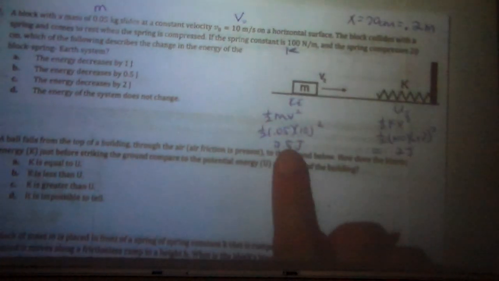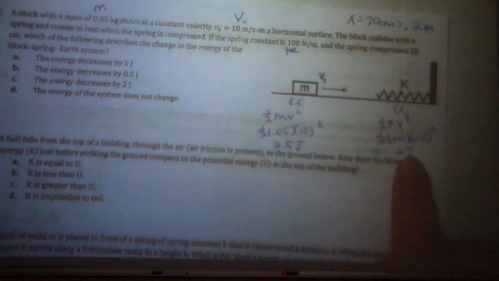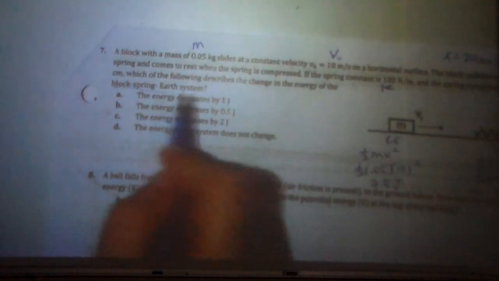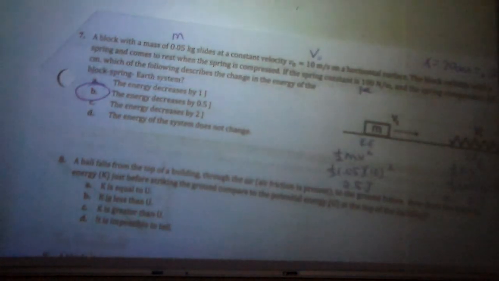So if I had this much kinetic, it should have gone into all potential, but I only have this much potential. That means I must have lost 0.5 joules along the way. Because I'm including the whole system, right? The block and the spring and the earth. So the system decreased by 0.5 joules. So that would be like energy dissipated, whether to friction or something else, I don't know.